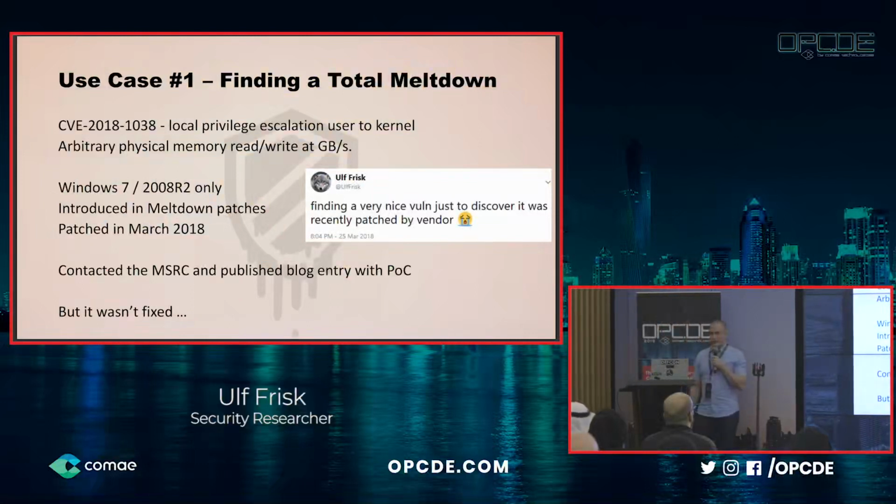First, have a look at how I used an early version of the memory process file system in order to locate a total meltdown in Windows 7. It was a local privilege escalation vulnerability, which allowed any user to escalate to the kernel trivially. It allowed arbitrary physical memory reads and writes at gigabytes per second. It only affected Windows 7 and 2008 R2, and it was something that was introduced in the Meltdown patches from January last year. But it looked like it was patched in March last year, just before I found it.